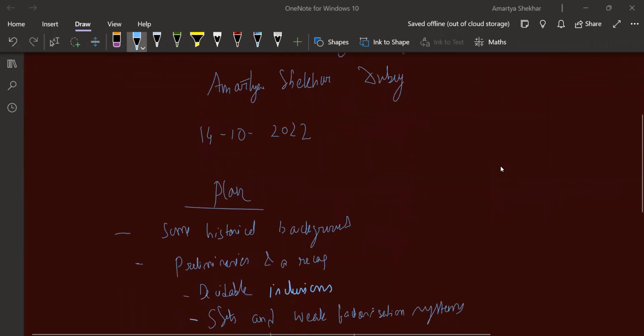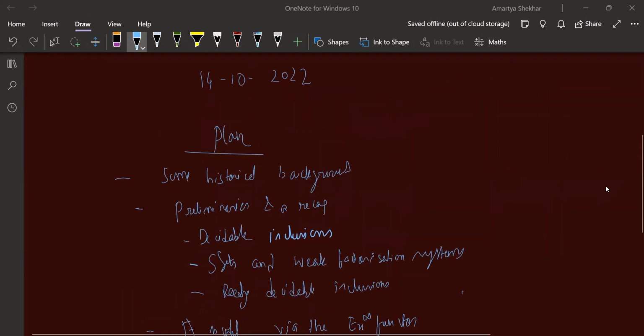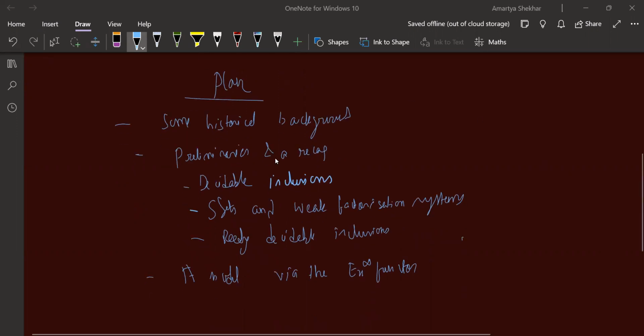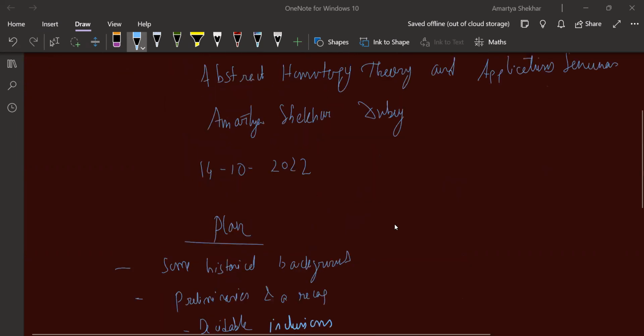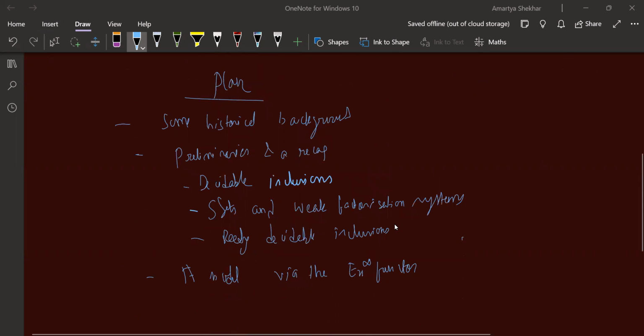So here's the plan. I'd like to begin by giving a brief historical background, talking briefly about why we needed a constructive version of the classical model structure that we had, and then some preliminary things, and then I'll give a description of the model structure via the X infinity functor.